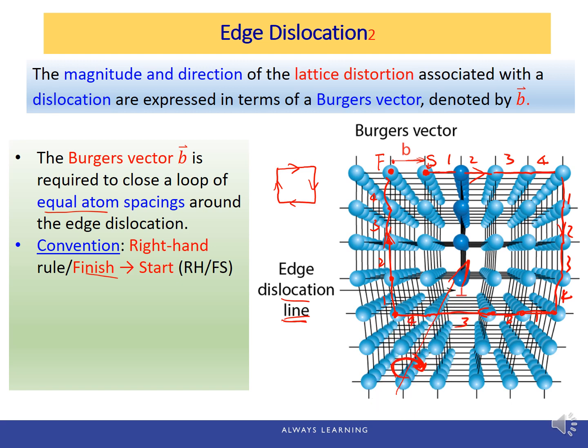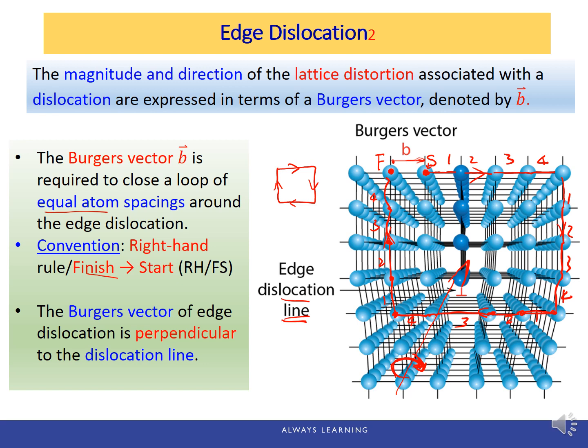And we can also see that the Burgers vector of the edge dislocation is perpendicular to the dislocation line. Let me clear this a little bit. So we said the dislocation line is pointing into the board, or into the plane, and the Burgers vector is within this plane. So the dislocation goes in, therefore the Burgers vector is perpendicular to the dislocation line of the edge dislocation.